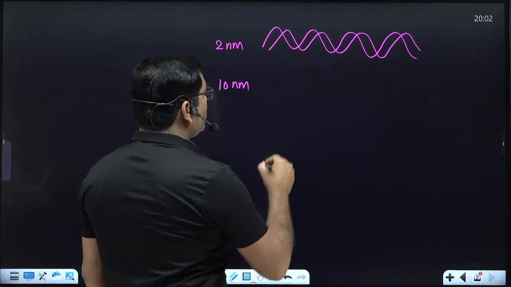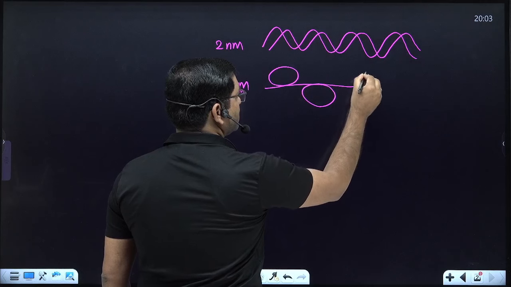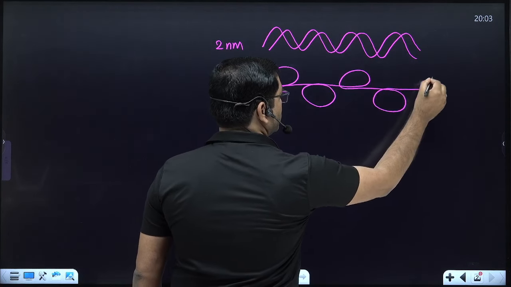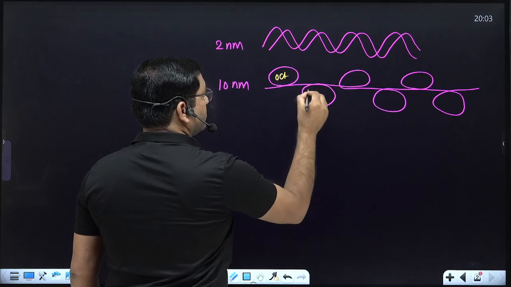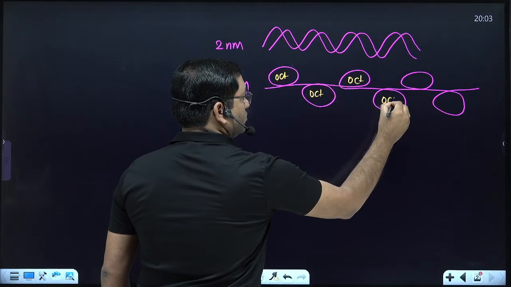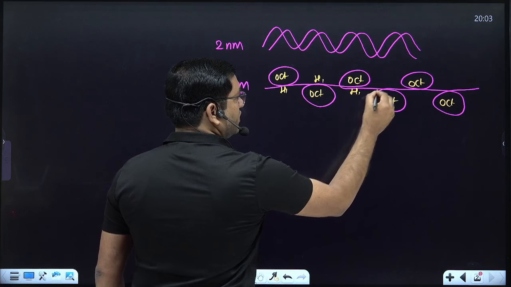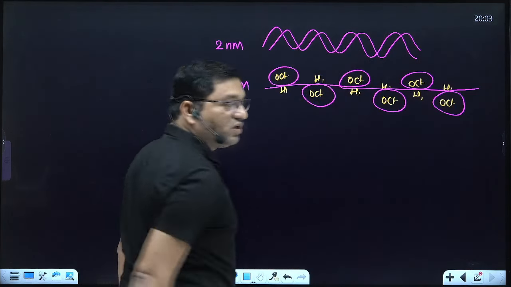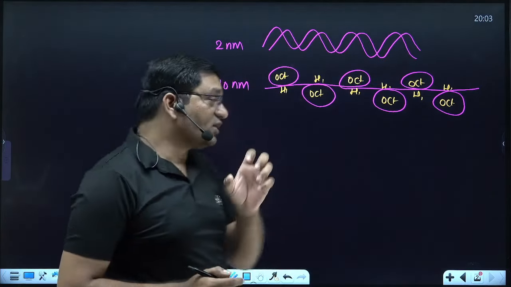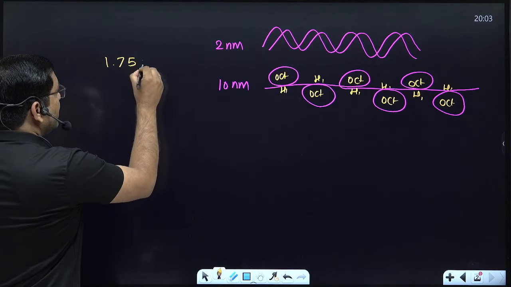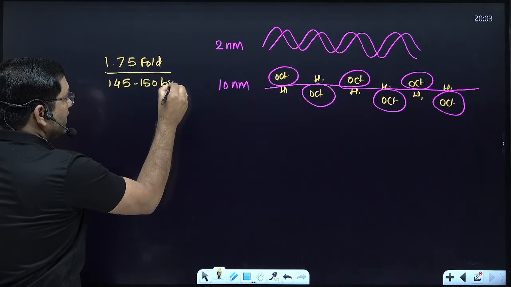So it is wrapped around the nucleosome, that is the histone octamer. So this is the histone octamer, and this is H1 histone, bead on string appearance, 10 nanometer chromatin fibril. The DNA is wrapped around the histone octamer by 1.75 turns, which constitutes near about 145 to 150 base pair of the DNA around the histone octamer.